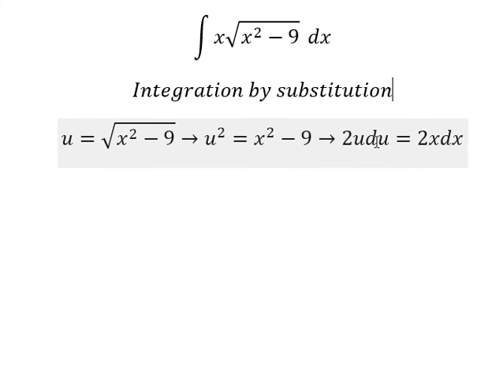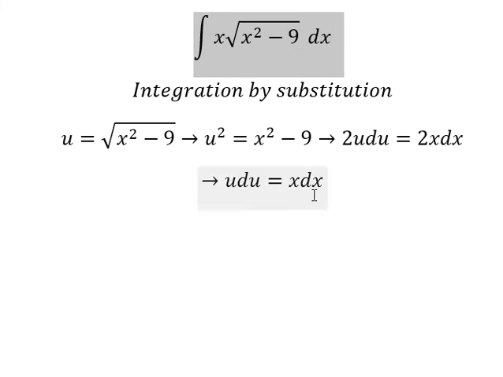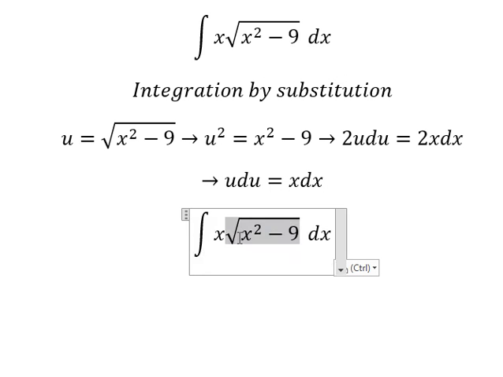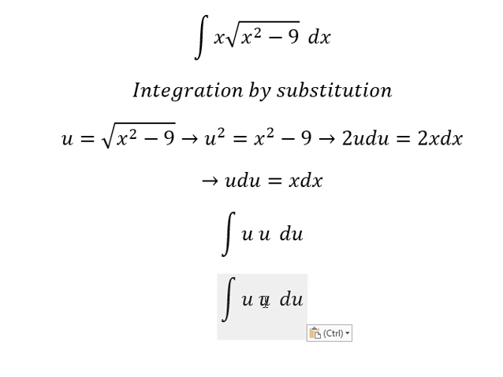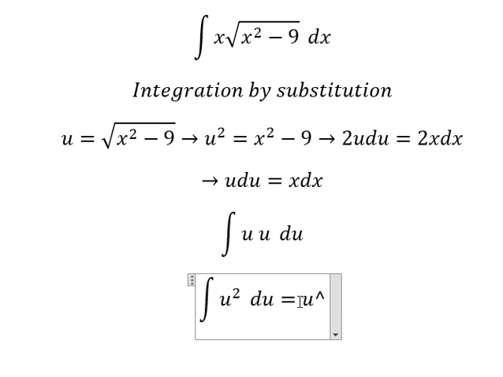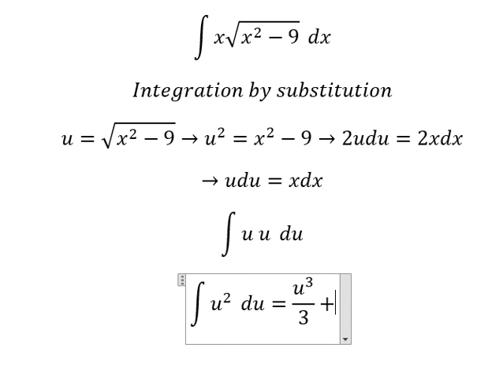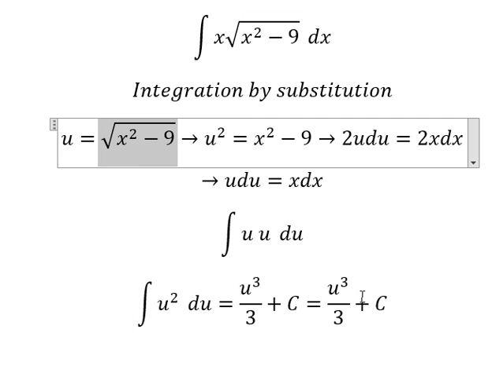Now we need to simplify the number 2 for both sides. So this one we change by u, and ds we change by u du. u and u, we have u square. The integration of u square, we have u to the power of 3 over 3, and we put c. And u is this one.